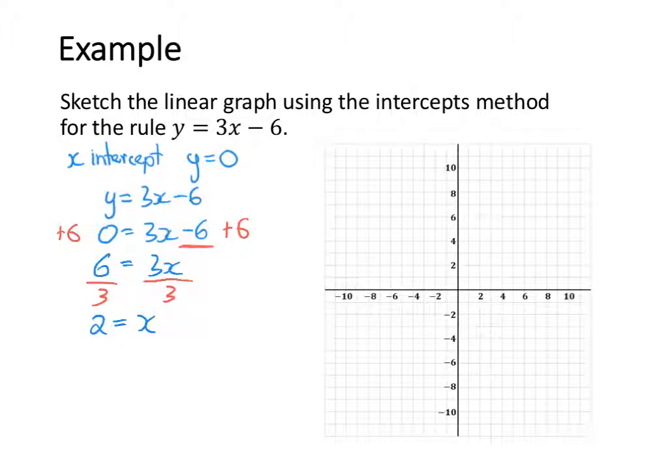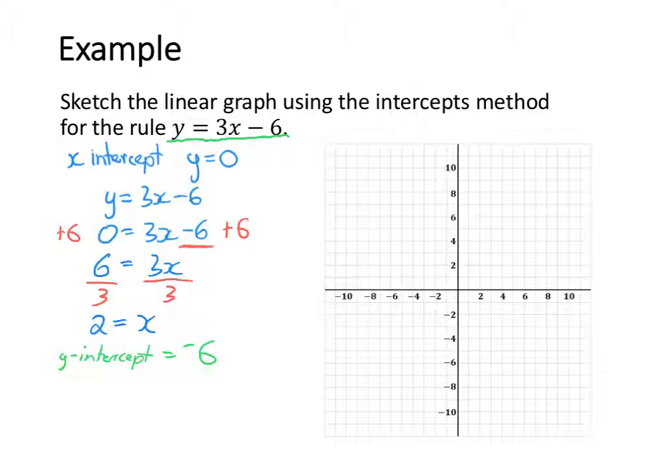Now the second step is to determine the y-intercept. And because I know the rule in the form of y equals mx plus c, I can look at that and determine that my y-intercept is going to be negative 6. Don't forget, when we are looking at the rule, we need to look at the sign in front of the y-intercept to determine if it's going to be positive or negative. Now that I have my x-intercept and my y-intercept, I can go ahead and draw my graph.